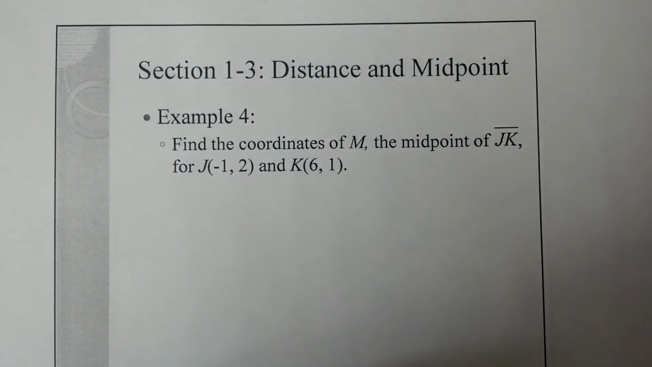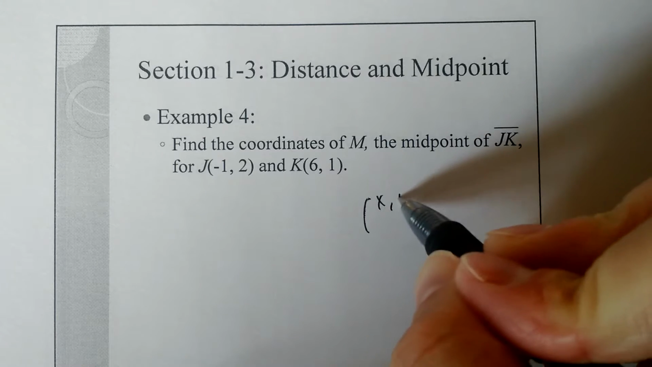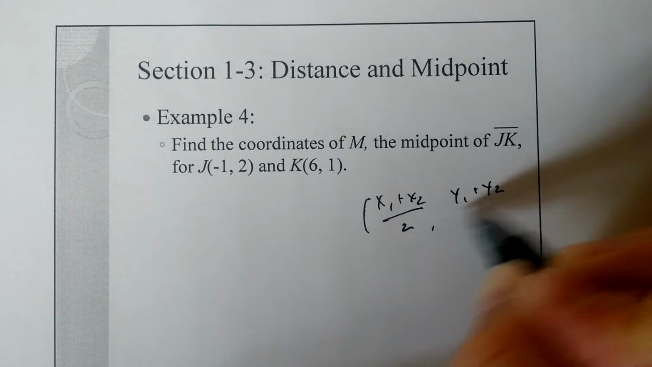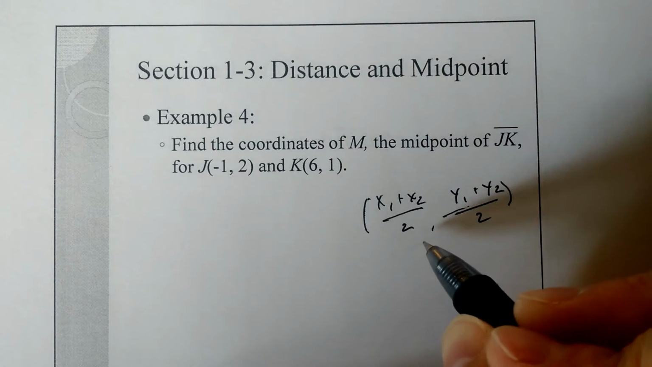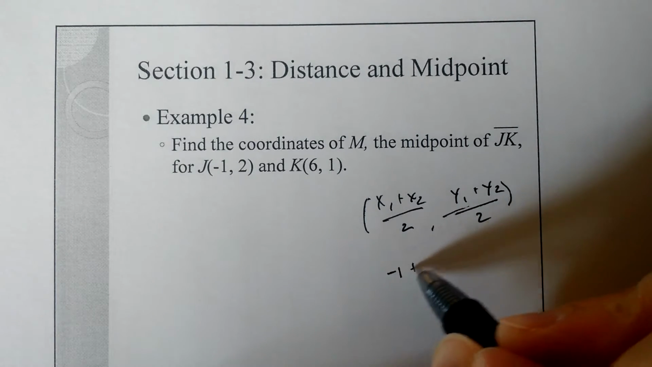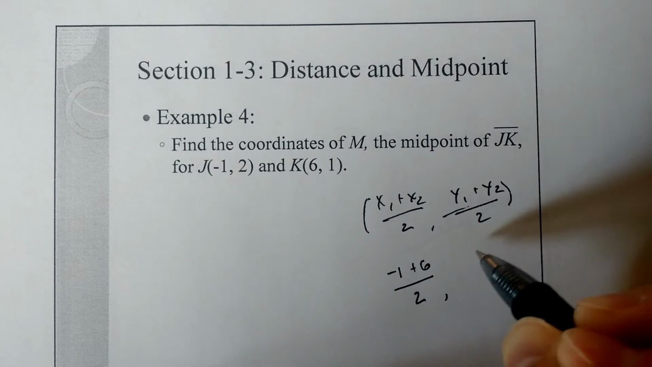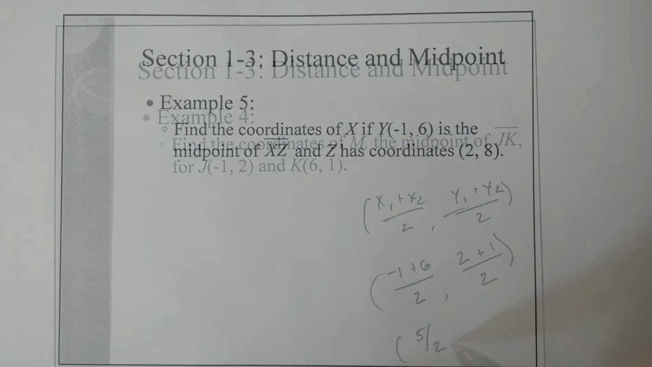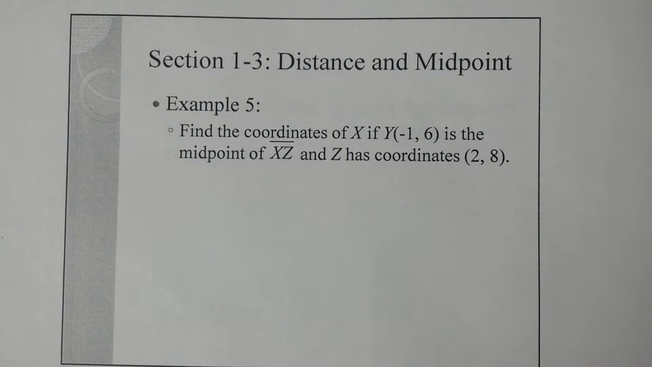So example 4, now 2 dimensions. So x1 plus x2 divided by 2, y1 plus y2 divided by 2. So x1 is -1, x2 is 6, y1 is 2, y2 is 1. Now in this case your answer is simple.